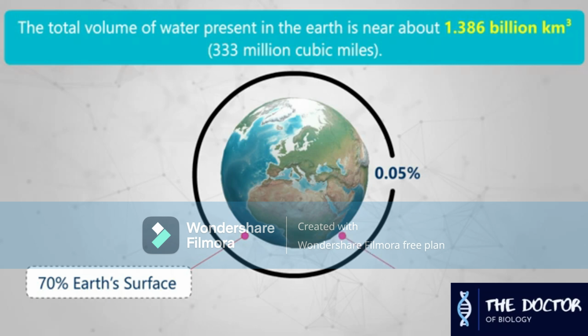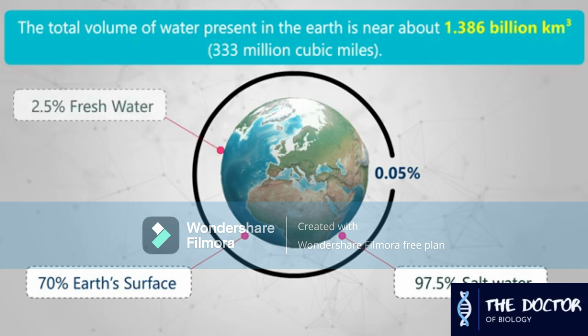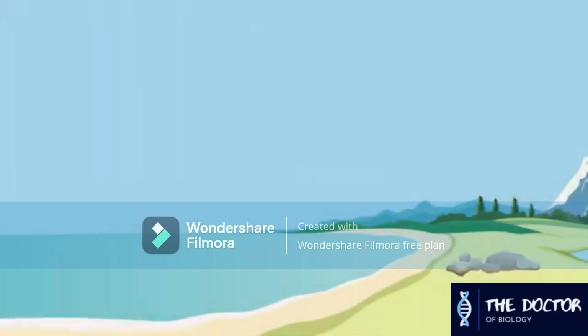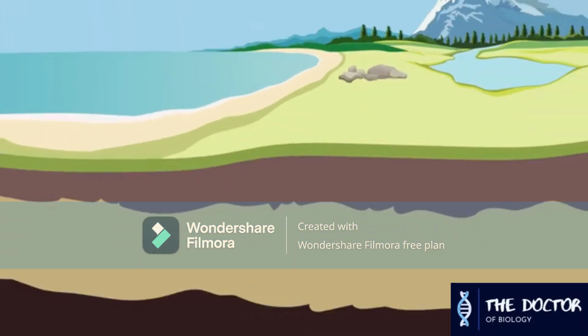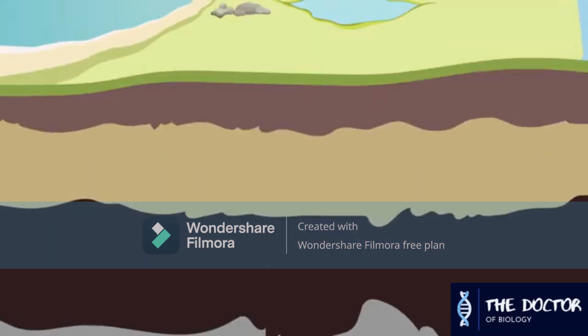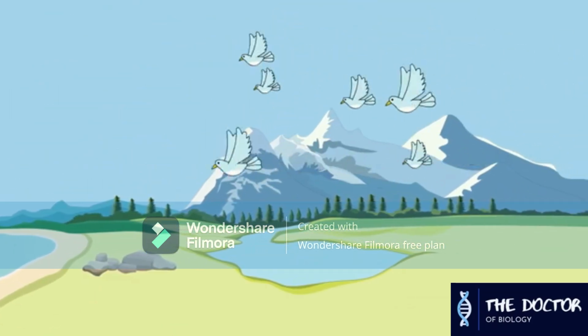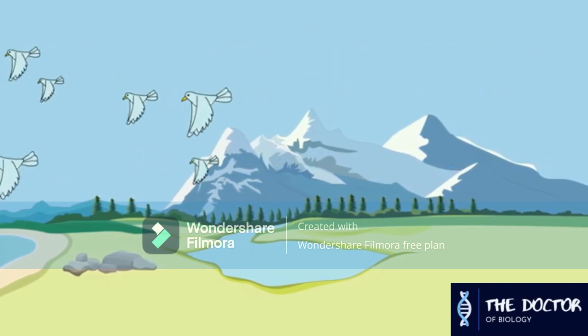Out of this volume, 97.5% is salt water, and 2.5% is fresh water. Only 0.03% of fresh water is present in liquid form on the Earth. It provides life, eases out heat, drains harmful substances, and mediates many day-to-day works.